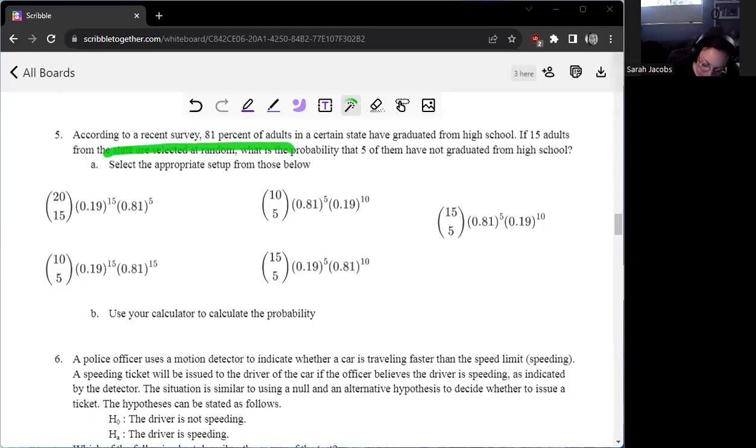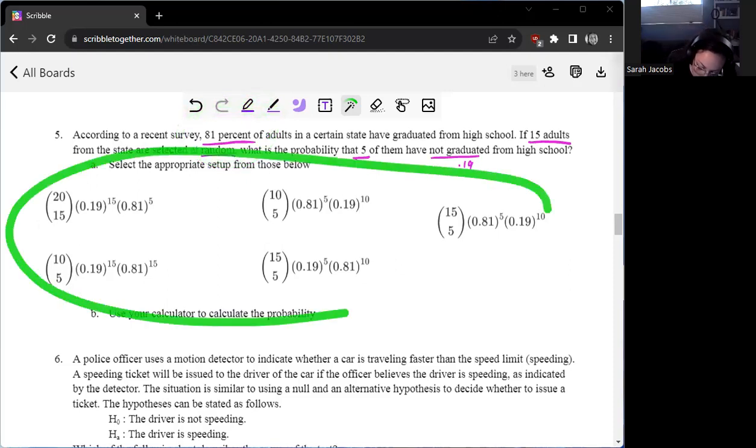According to a recent survey, 81% of adults in a certain state have graduated from high school. If 15 adults from the state are selected at random, what is the probability that 5 of them have not graduated from high school? So 5 of them have not graduated from high school. So that would be a 19% probability. So 81 and 19 makes 100.